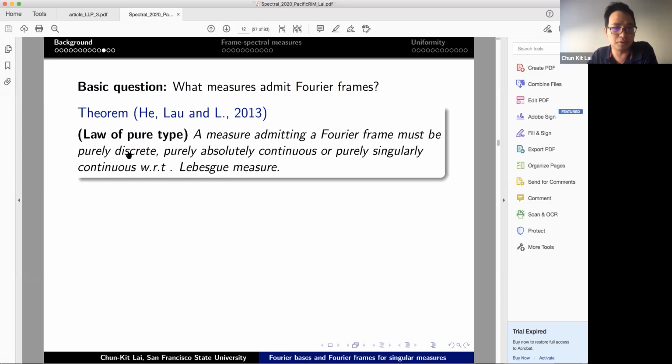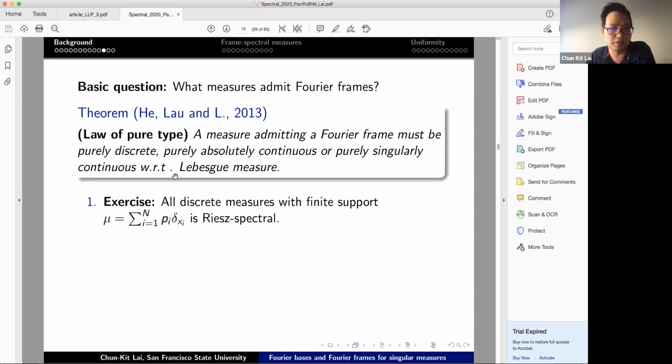So if you want to do some classification, we can do it in three classes. The first class is discrete measures. If you write down the definition, everything goes back to linear algebra, and just playing around with linear algebra, you can actually classify basically everything, not just frame-spectral, but also the other related spaces.